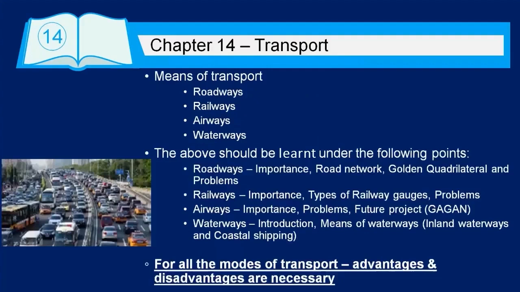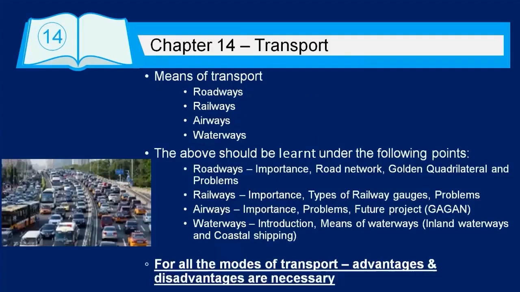For railway network, you must study the following points: its importance, types of railway gauges, problems, advantages and disadvantages as compared to other means of transport. A comparative study may be done in tabular form. Airways also must be studied in terms of importance, problems, advantages and disadvantages as compared to other means of transport.